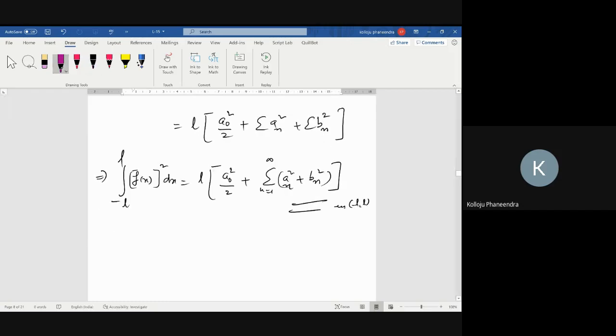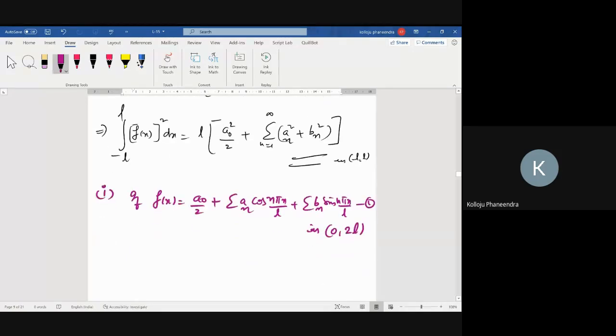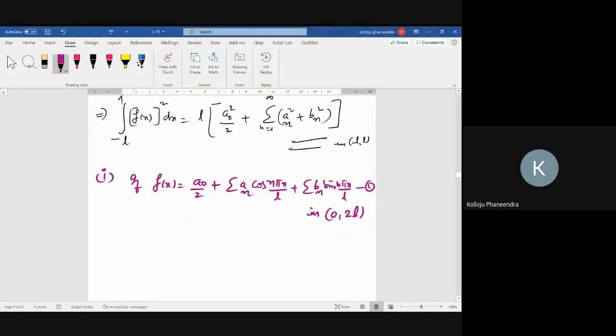So the point is, let me write the formula, that's better. If f of x equals a0 by 2 plus summation an cos n pi x by L plus bn sine n pi x by L, this is equation 1 as previously in minus L to L, where the period is also 2L. Now in 0 to 2L.